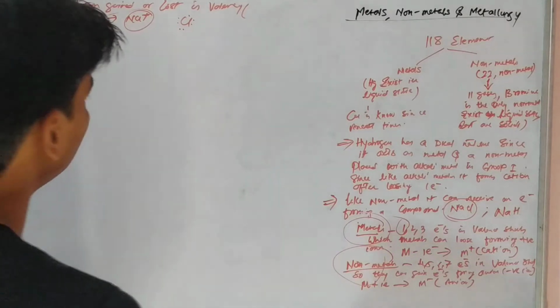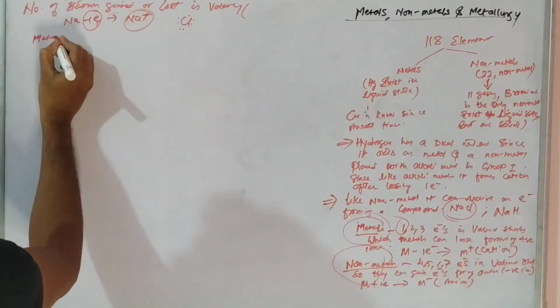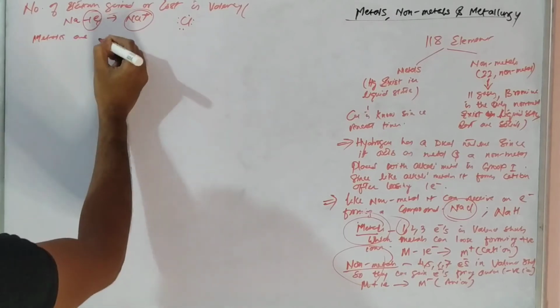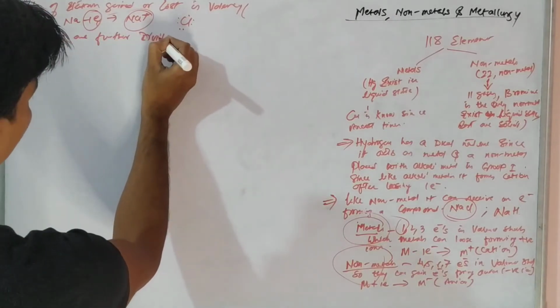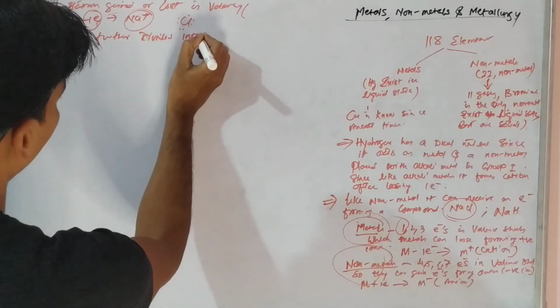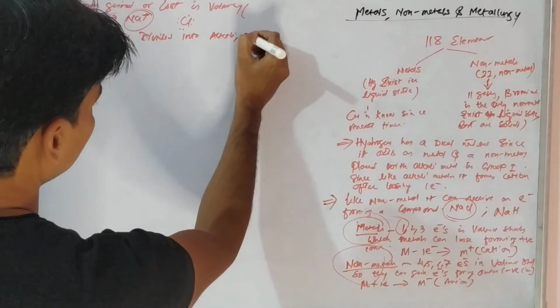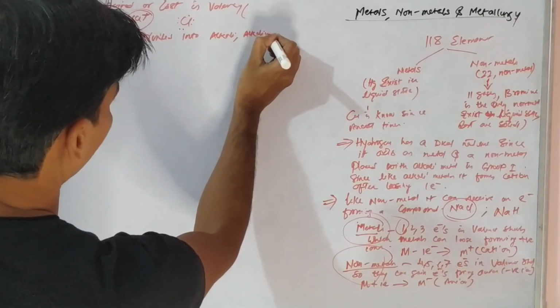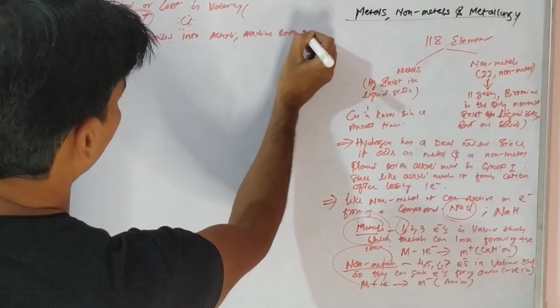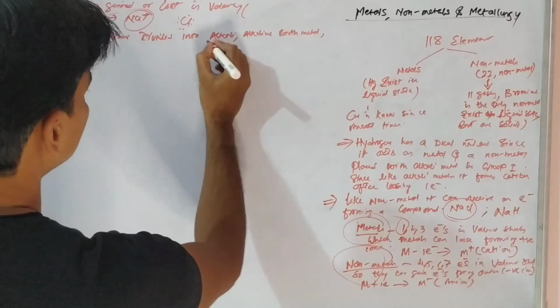So now these metals are further divided into alkali metals and alkaline earth metals, and transition elements.